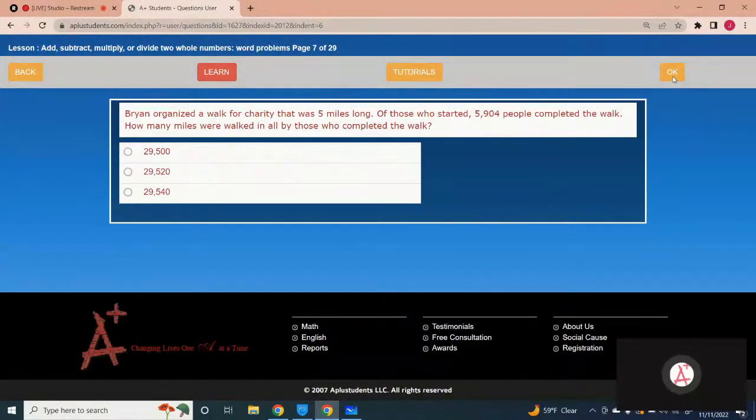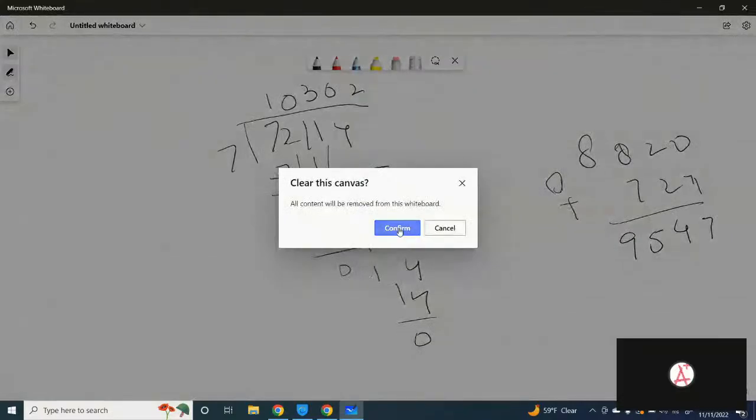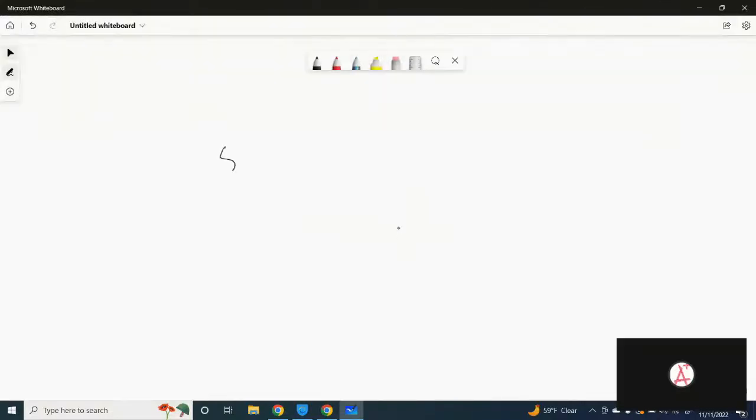Brian organized a walk for charity that was 5 miles long. Of those who started, 5,904 people completed the walk. How many miles were walked in all by those who completed the walk? So you have to do 5,904 times 5. Got it? Because you have to calculate the total miles. So you have to multiply by the 5 miles, because each of them walked 5 miles.